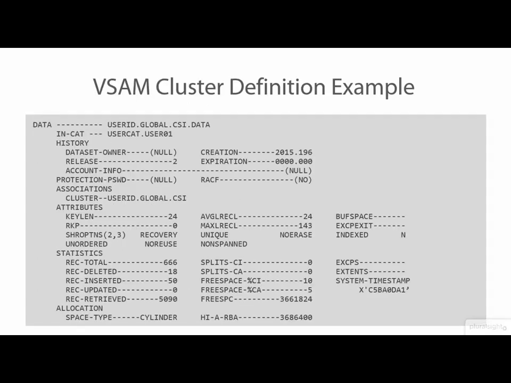The information that is displayed in the catalog for the VSAM entries includes a lot of data statistics, whether it be record counts, record activity, the amount of free space, the amount of update activity, as well as data characteristics and other information that would be pertinent to managing those particular types of files.